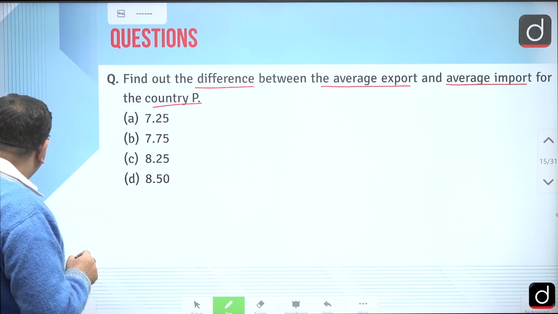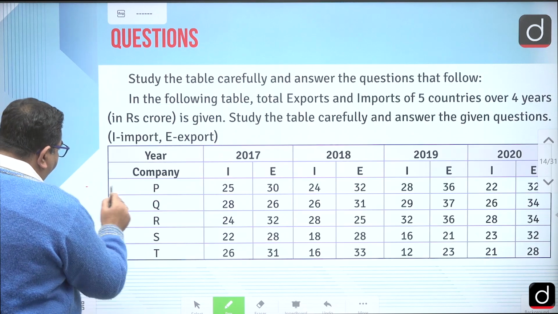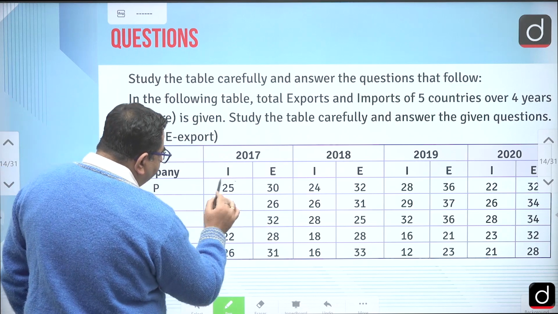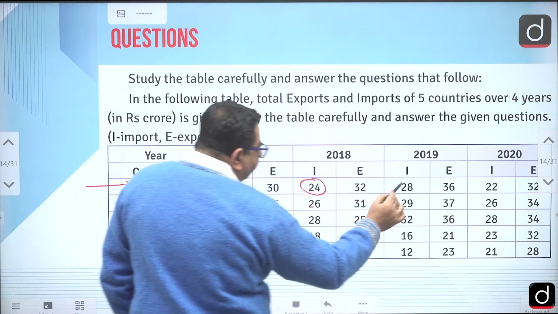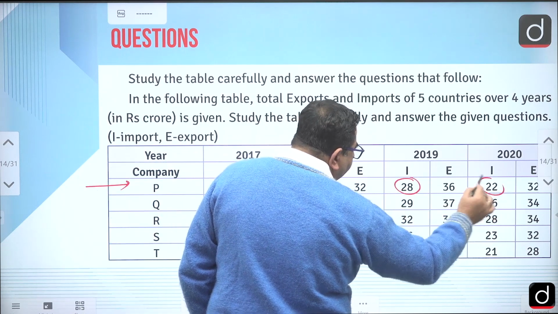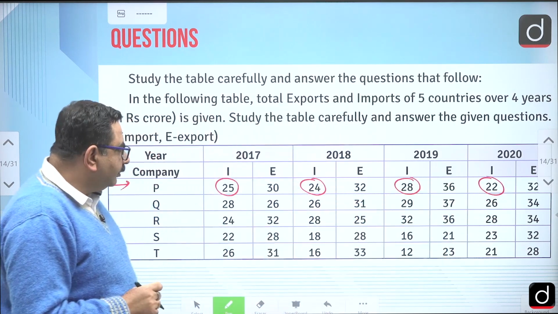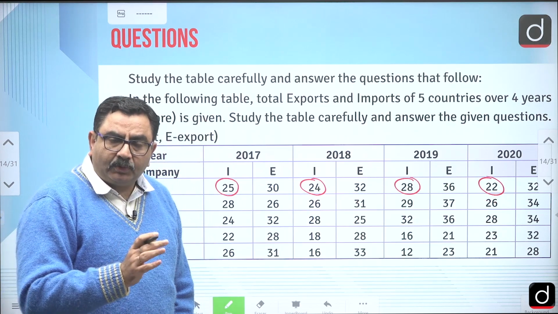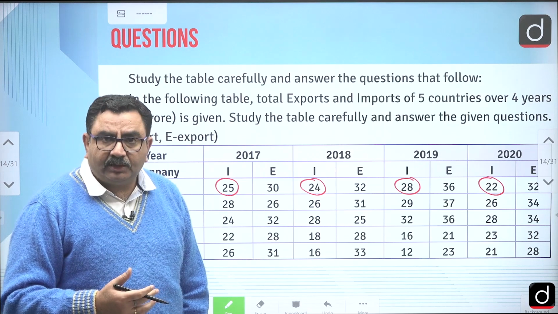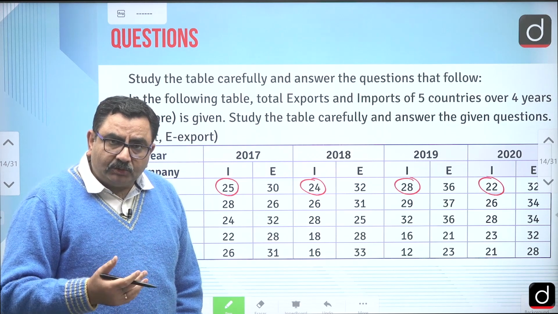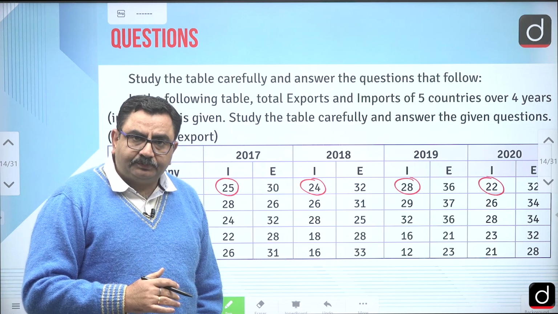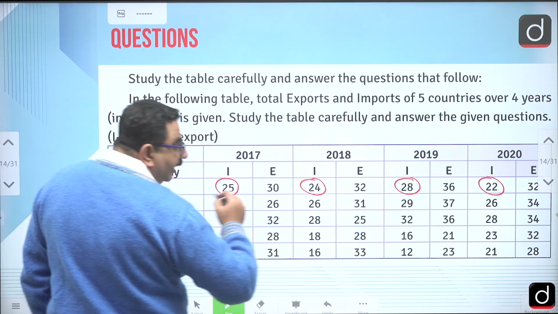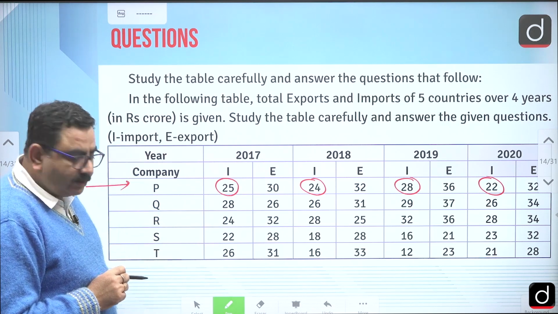So let's see, for country P, this is average import, right? Now the data is very simple, right? So can I say, first of all, we can find what is total export, total import, right? And the difference of both, and that difference also we can divide by 4, right? So that we can find the average difference, right?